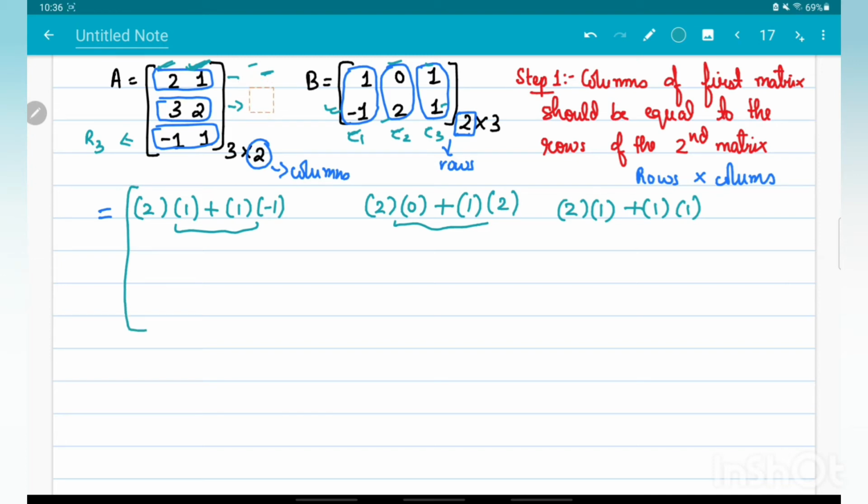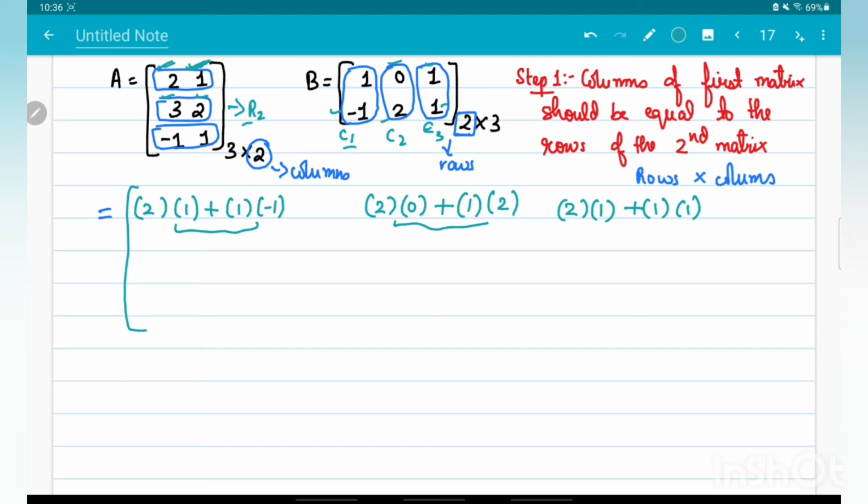Now I'm going to take the second row and multiply with all the three columns over here. Again I'm going to do the same thing: the first element will be multiplied with the first element and the second element with the second element. So here the first element in this second row is 3 and the second element in this second row is 2. So first of all I'm going to take this row 2 and multiply with the first column.